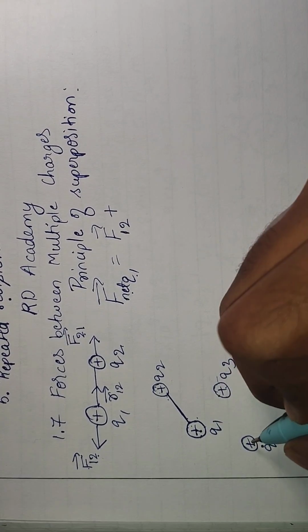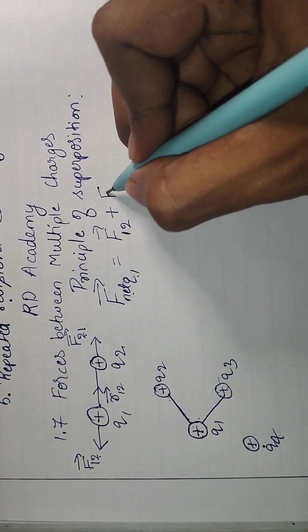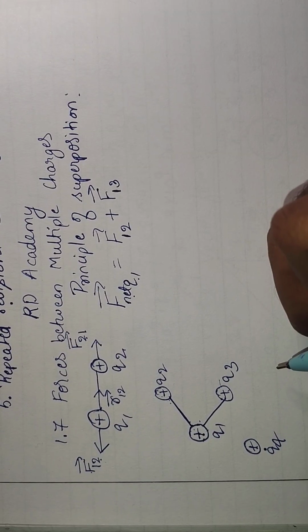Next, ignore Q2 and Q4. Take into consideration only Q1 and Q3. Now you will have force acting on charge Q1 due to Q3. This is another force.